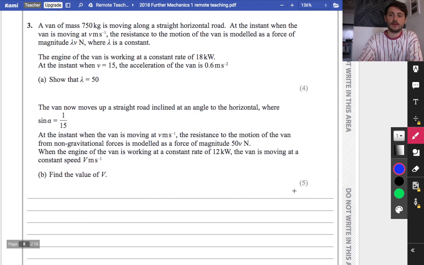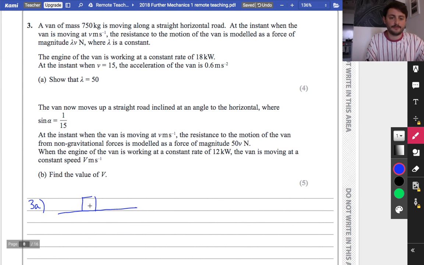Question 3, if you're in my group, you haven't actually studied this bit yet, but you'll be able to do it quite soon. So for question 3a, a van of mass 750 kilograms is moving along a straight horizontal road. At the instant when the van is moving at v metres per second, the resistance to the motion of the van is modelled as a force of lambda v, where lambda is a constant.